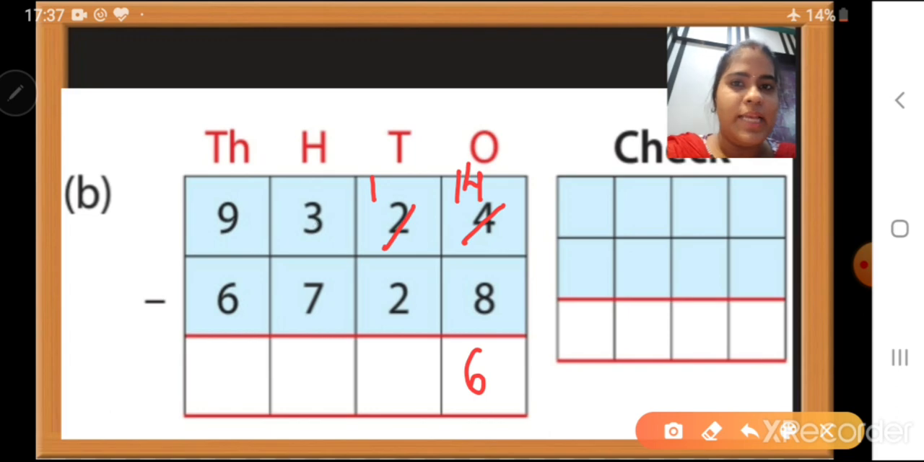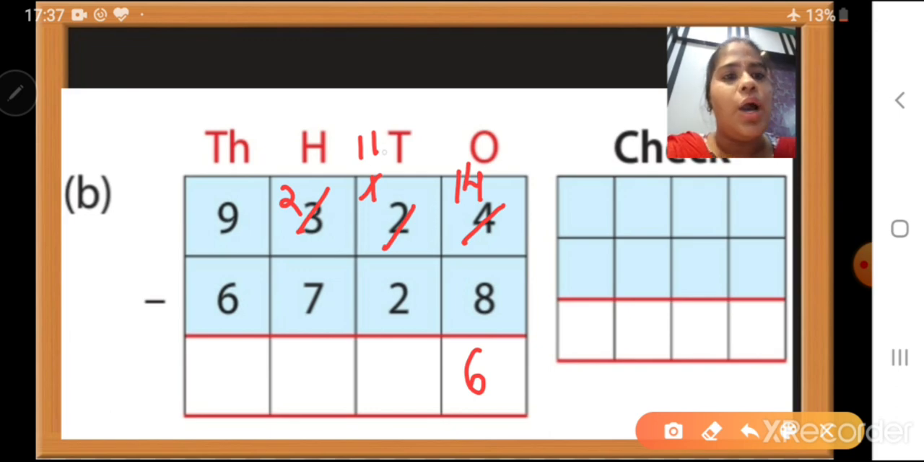In hundreds place, we have 300. So, 300 minus 100. Okay, we will take 100. 3 minus 1 is 2. So, cut 3 and write here 2. And 100 is equal to 10 tens. So, in tens place, we have got 10 tens plus this 1 tens, which is equal to 11 tens. So, cut 1 and write here 11.